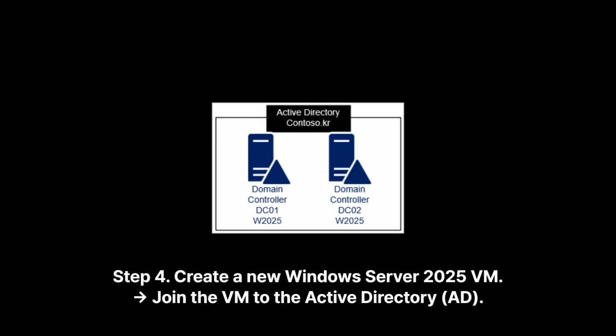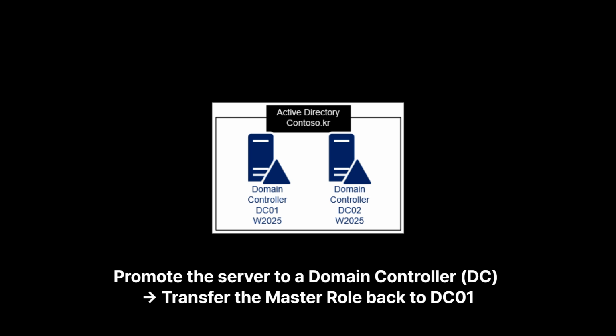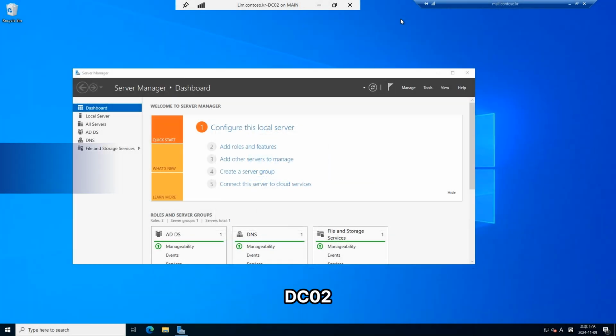Step 4. Create a new Windows Server 2025 VM, join the VM to the Active Directory. Promote the server to a domain controller, transfer the master role back to DC1.